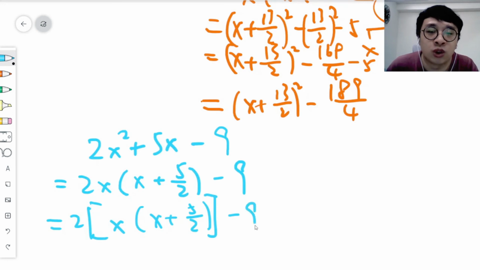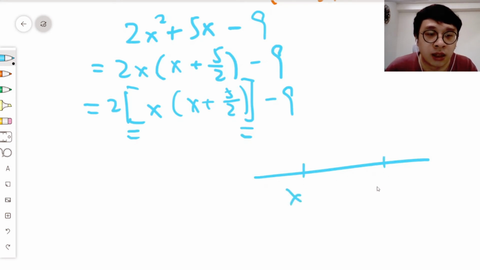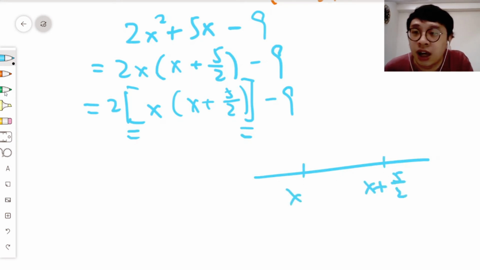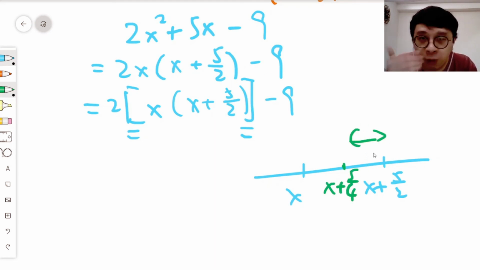And we do the same thing on the middle, everything in the middle bracket. Okay, so we have this x in the line, and then x plus 5 over 2 here. And of course, the important thing is the middle point and the halfway distance. And so this is the x plus 5 over 4, and then this halfway distance is 5 over 4 again.